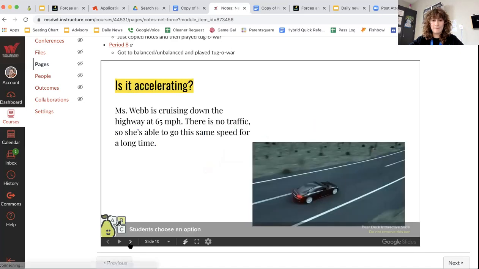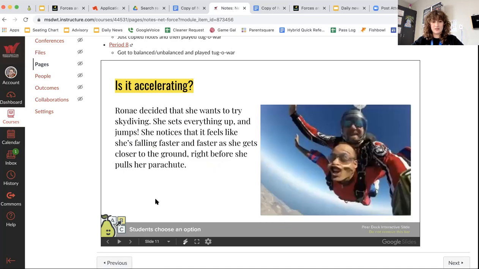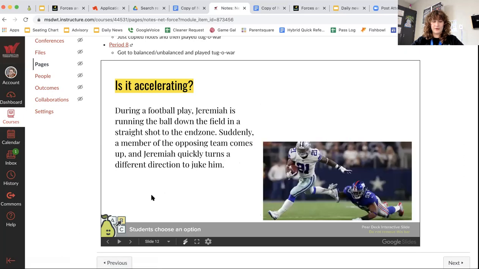So this car has a net force of 3 forward, so the car is accelerating forward or speeding up. All right, so is this acceleration? The answer for this one is no, because I am going the same speed for a long time. I'm not changing speed and I'm not changing directions. Is this acceleration? The answer for this one is yes, because she is speeding up, going faster and faster as she gets closer to the ground.